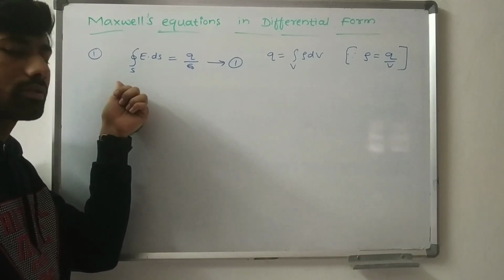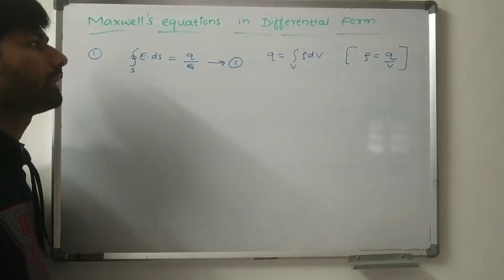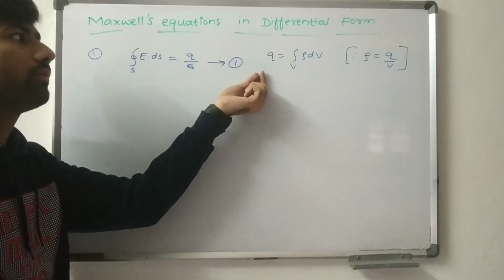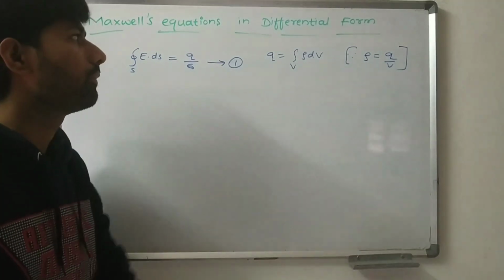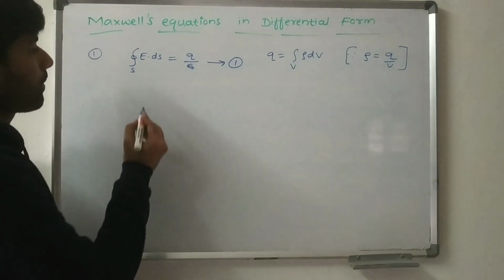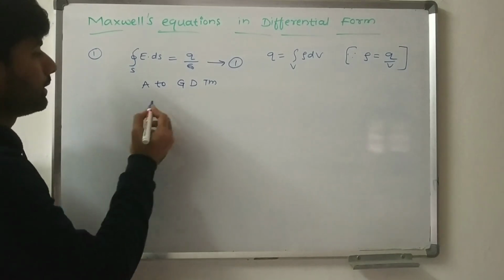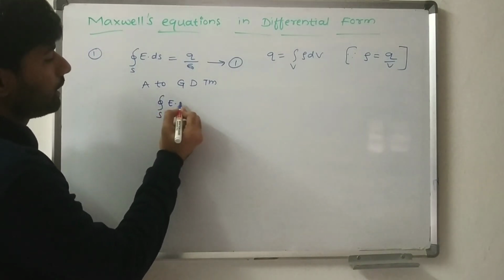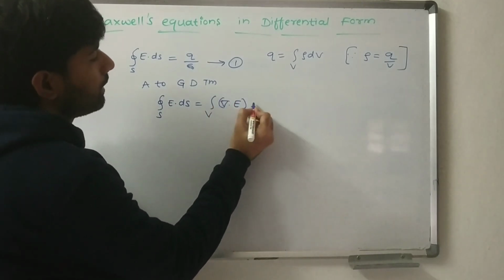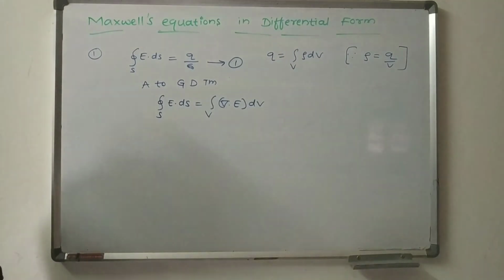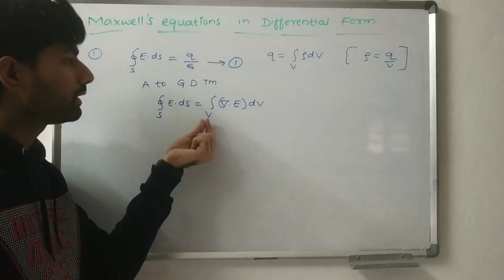So first law, that is Gauss law, can be written as surface integral of E dot ds is equals to q by epsilon naught. Here we can write the charge in terms of volume integral rho dv, because the volume charge density rho can be written as q by v. Next, according to Gauss divergence theorem, we can write surface integral of E dot ds equals volume integral of divergence of E dv. Gauss divergence theorem states that the surface integral can be transformed into volume integral.